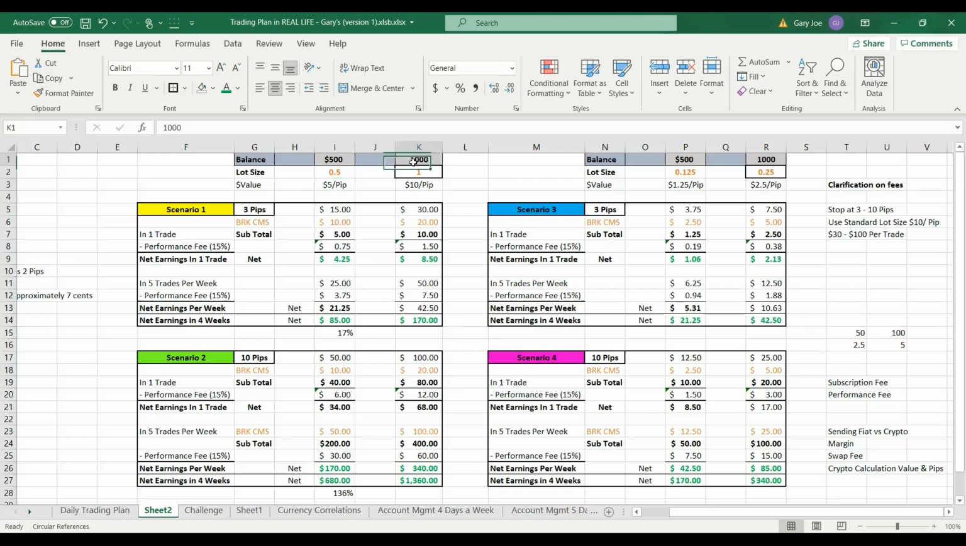and that will put this at 2,000. A person starting out with $500 would now have an even smaller lot size. So it might be like 0.25 that their account would trade at instead of 0.5. And the $2,000 account could withstand more drawdown than a $500 account.